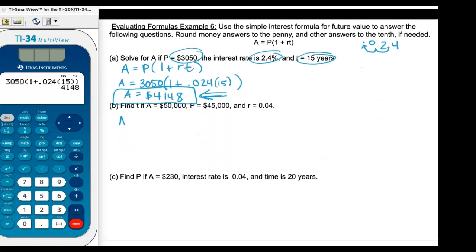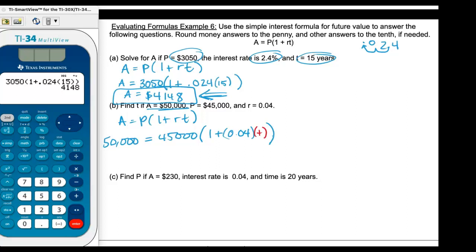So I'm going to write down my formula. A equals P times 1 plus RT. Now this time I know the future value, so I'm going to plug that in for A, 50,000, equals P is 45,000 times 1 plus 0.04 times T, in a different color so we can really see that there. We're solving for T. We don't know what T is.